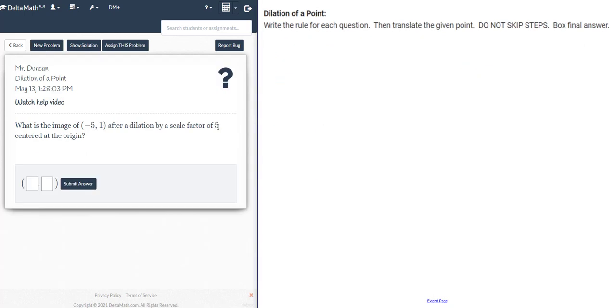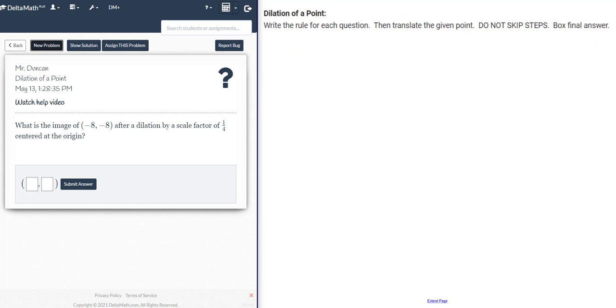Let's see, this has a scale factor of 5. But actually, you know what? I think I'm going to go ahead and do something that has another fraction in it, because I think that's going to be harder. So we actually did a third last time, a half. Is there a fourth? Yeah, let's do a fourth.